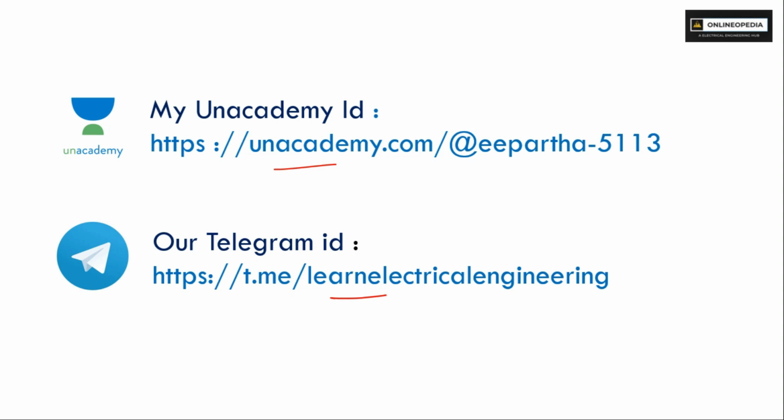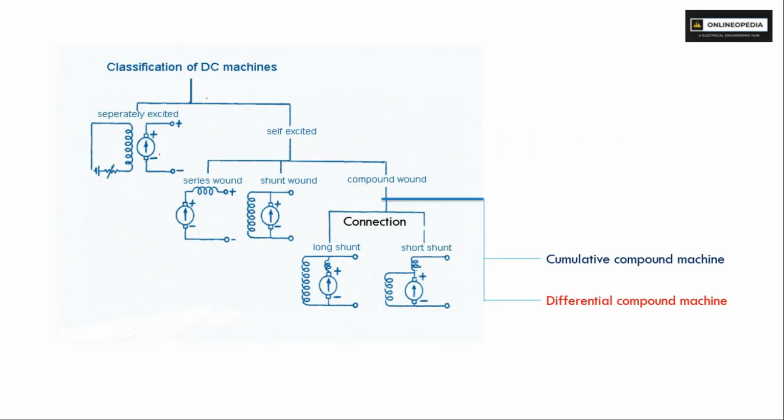Okay, so let's start. First, let's see the classification of DC machines. If you classify the DC machine, first of all you can classify it into two types: separately excited and self-excited. Self-excited you can divide into three types: series, shunt and compound.